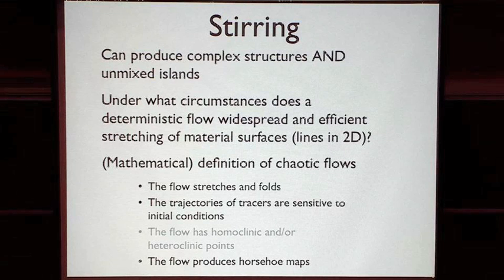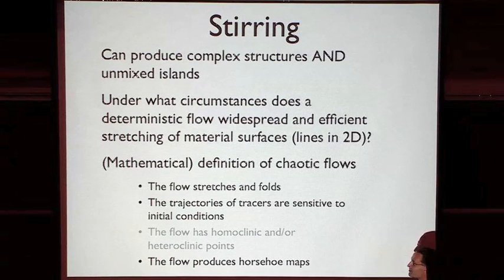I'm not going to talk about the gray item here because it's too mathematical for now. But one characteristic of these chaotic flows is that they can be represented with something called a horseshoe map, and I will explain this.